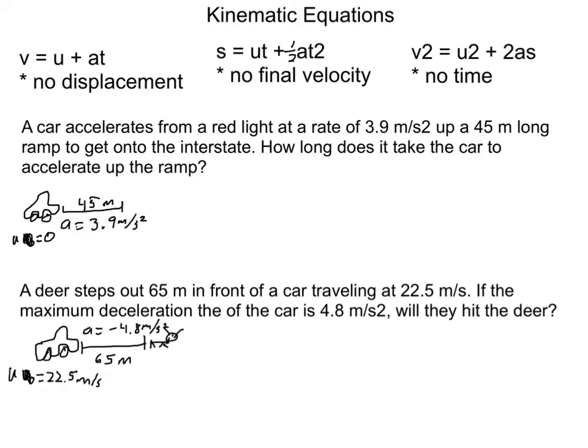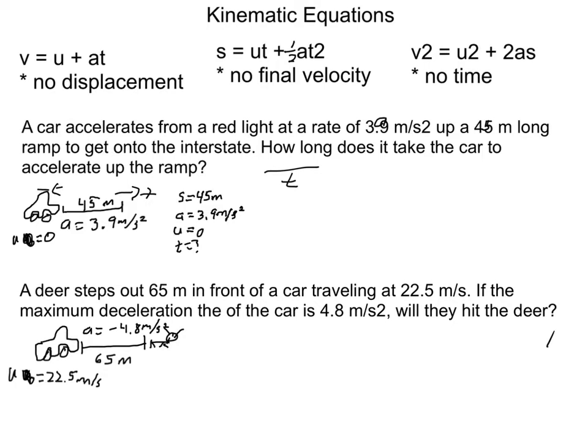Now, problems. This first one: a car accelerates from a red light at a rate of, okay, here's A, so while I'm going through this, I know this is A right over here, up a 45-meter long ramp, S, to get onto the interstate. How long, looking for time, does it take the car to accelerate up the ramp? So I drew out a quick picture over here. I'm going 45 meters. I have an acceleration of 3.9 meters per second squared. I'm calling everything going to the right positive and everything going to the left negative in this problem. So now I need to do a variable bank.